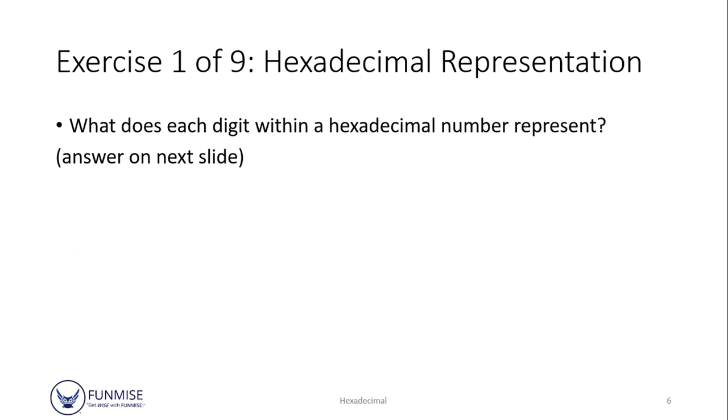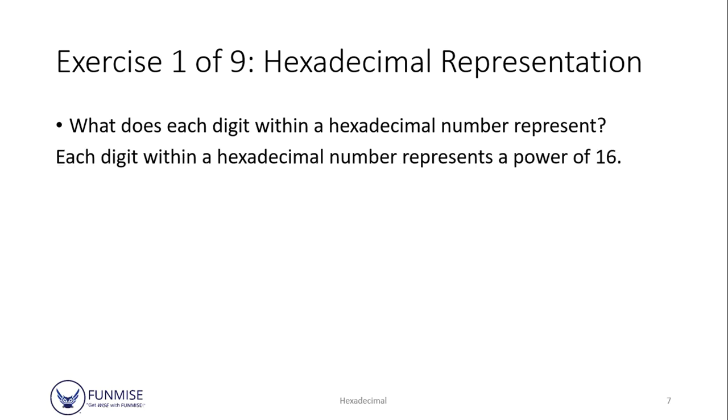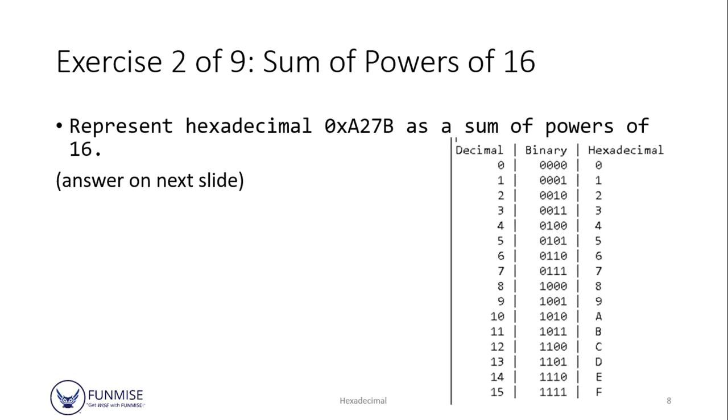In exercise 1 of 9, hexadecimal representation, what does each digit within a hexadecimal number represent? As you probably guessed by now, each digit within a hexadecimal number will be a power of 16. Now to exercise 2 of 9, sum of powers of 16. We're going to represent hexadecimal 0x827b as a sum of powers of 16.